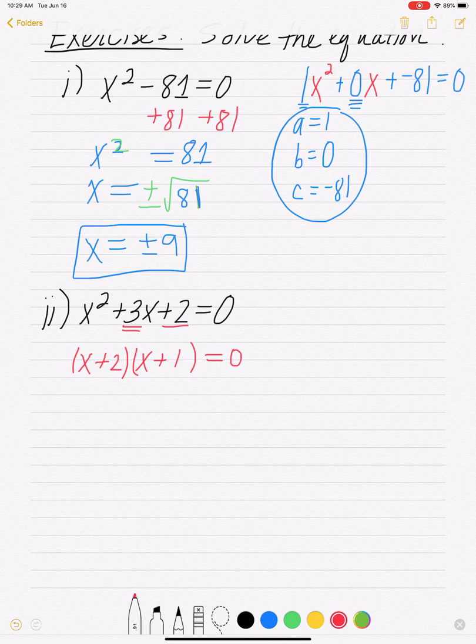Now there's something really important here we need to make a note of. It's called the zero factor property.